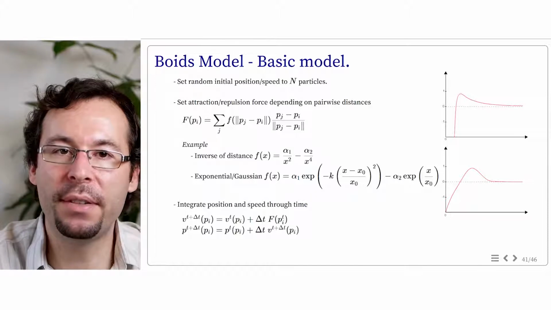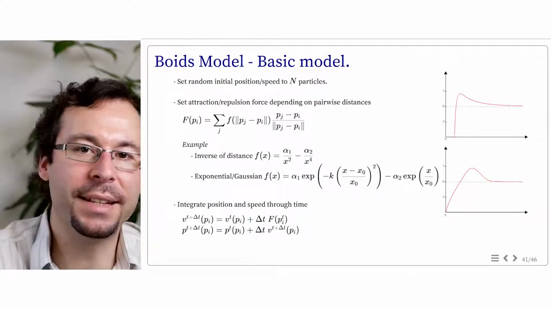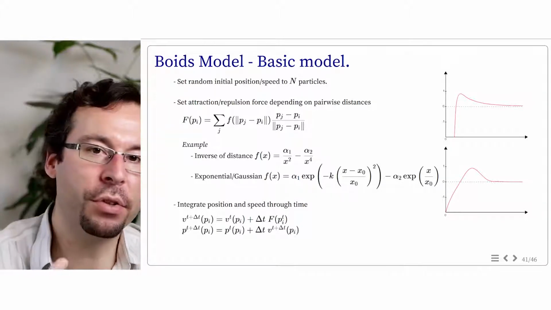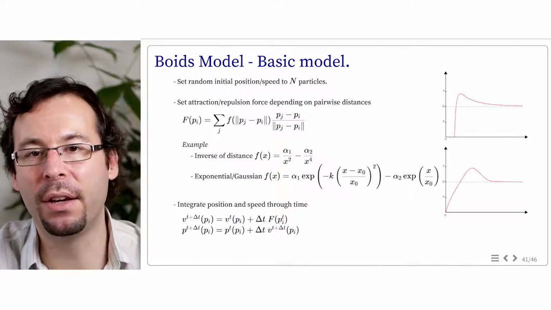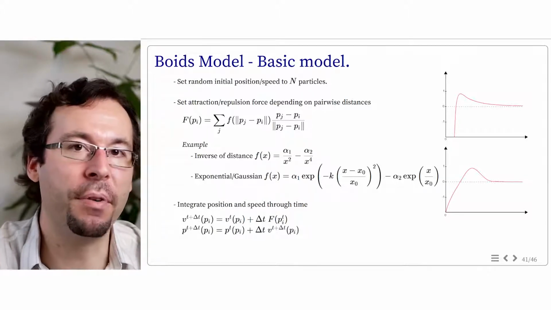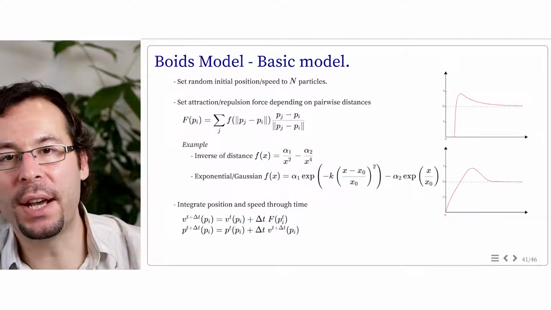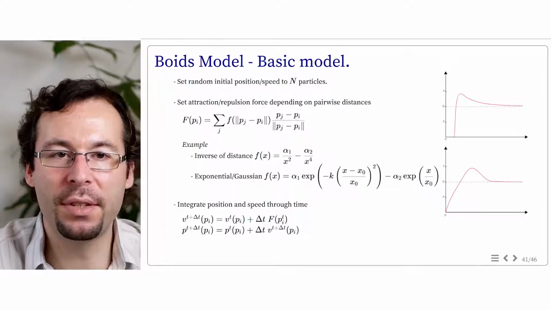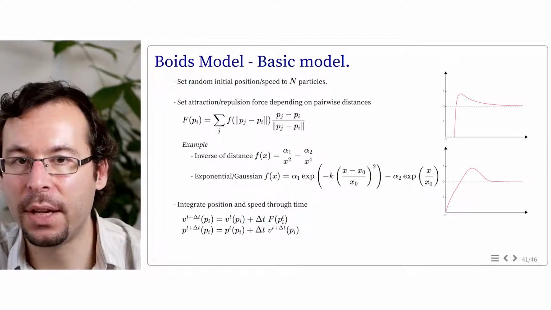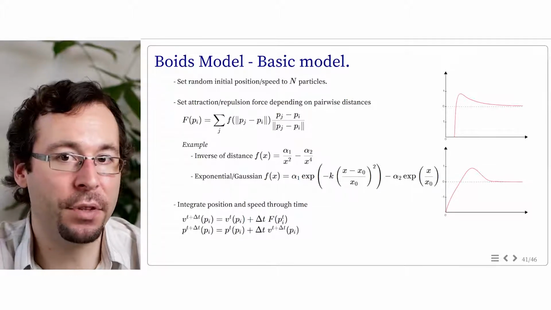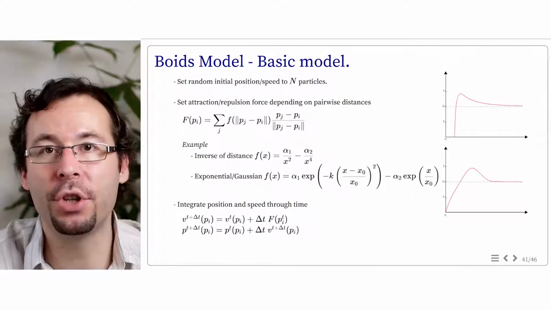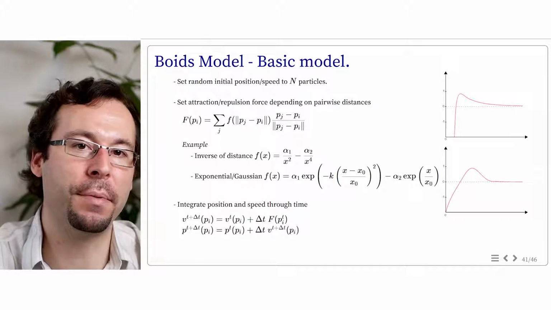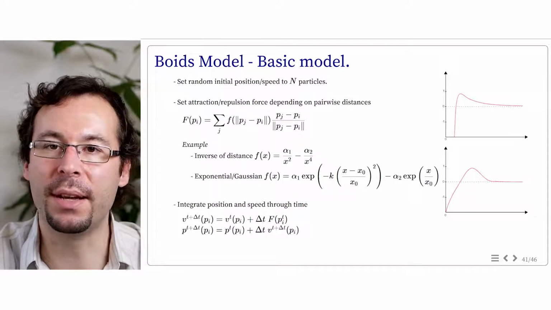Here is an example of forces that you can apply to the particles. You can set initially some random particles with initial position and velocity, and you can compute the attraction and repulsion forces depending on their pairwise distances, the norm of pi minus pj. Different types of force profiles as a function of distance can be used. We can use the inverse of distances or exponential and Gaussian ones. These profiles need to be adjusted as they have a strong influence on the type of grouping and motion of the result. And once the forces are computed, then the velocity and position of the particles can be integrated along time numerically.